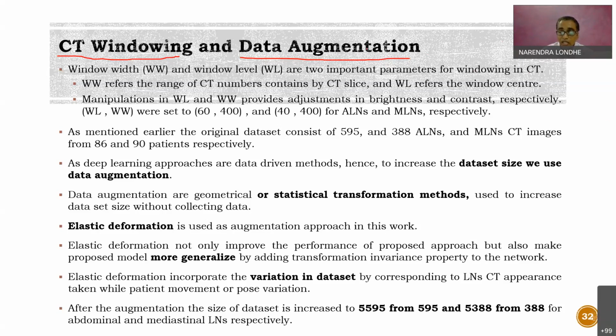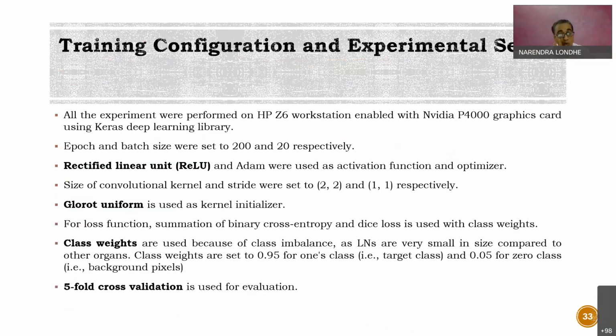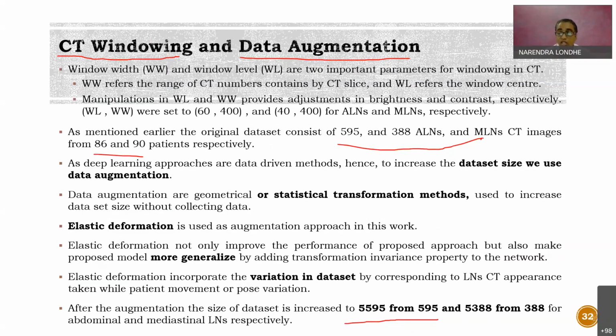So here in our experimentation, as I told you, 595 and 388 abdominal and mediastinal lymph nodes from 86 and 90 patients were there, but by using this data augmentation we have increased from 595 to 5595 and 388 to 5388. That is how we have increased it by using data augmentation. Now, what data augmentation methods did we use?